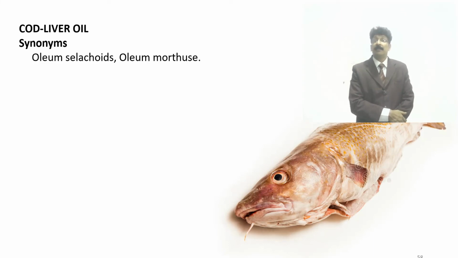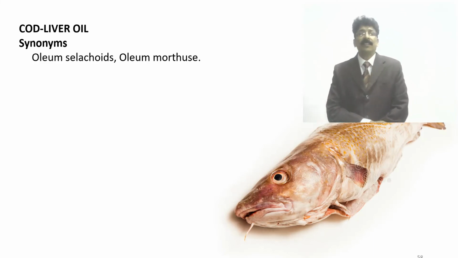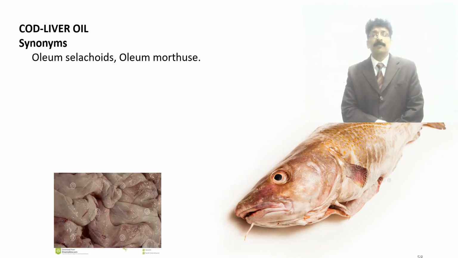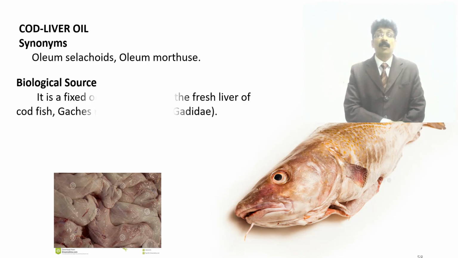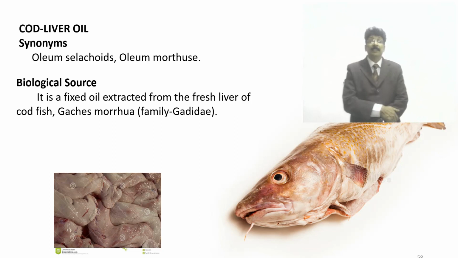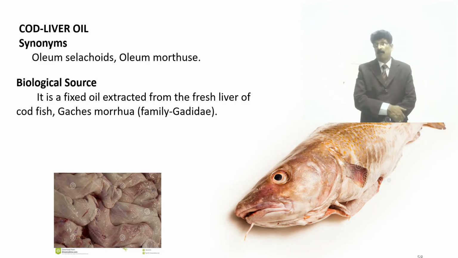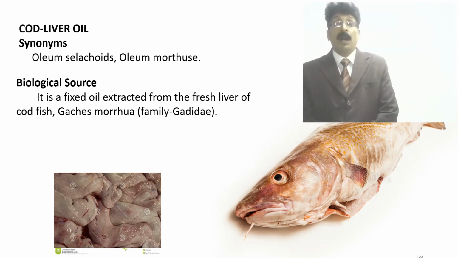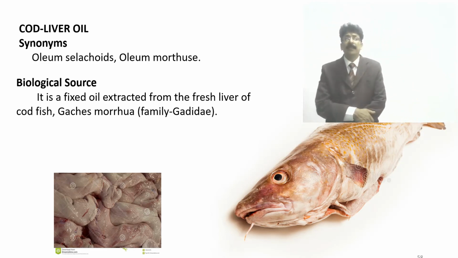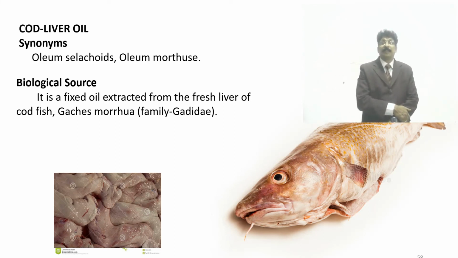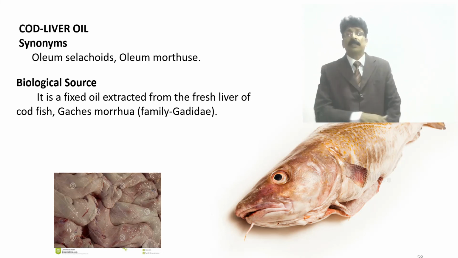This is the fish, and the liver is taken from this cod fish. The fresh cod fish, Gadus morrhua, family Gadidae. So Gadidae is the zoological family of this fish.